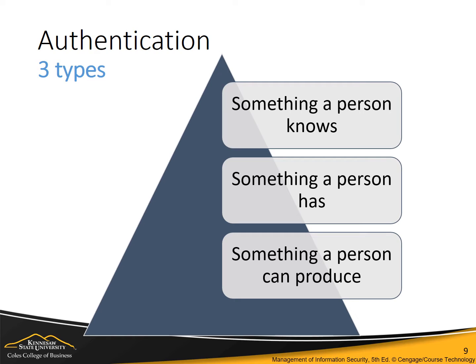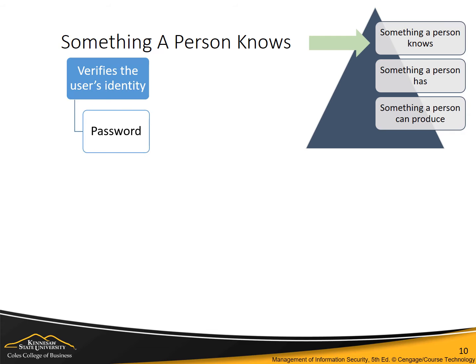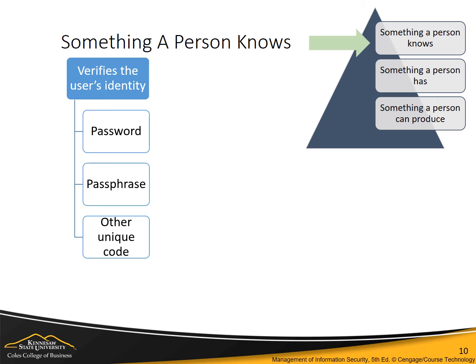Do you use your fingerprint to log into your iPhone? Then you've already been using biometrics. We start with something a person knows. The authentication mechanism verifies the user's identity by using a password, using a passphrase, or using another unique code such as a PIN, or personal identification number.